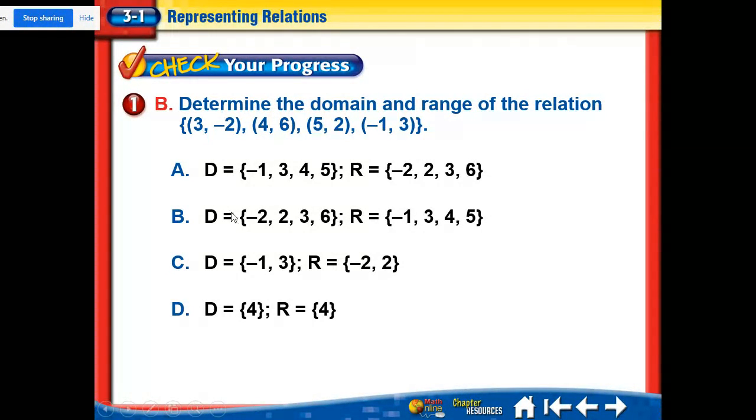What's the domain? Looking at the numbers, 3, 4, 5, and -1. Well, the -1's got to come first, and then the 3, 4, 5. So we're talking about A here. We don't even have to do the range, but the range is the -2, 2, 3, 6.